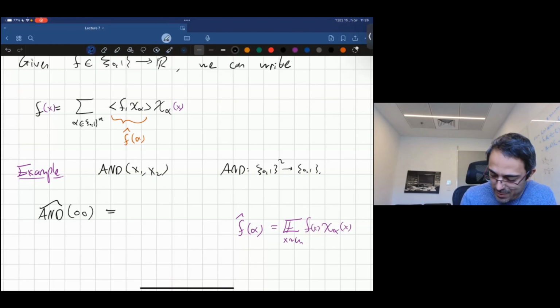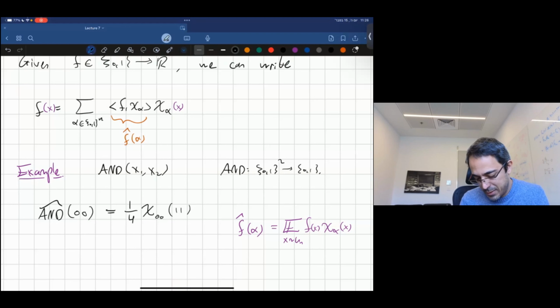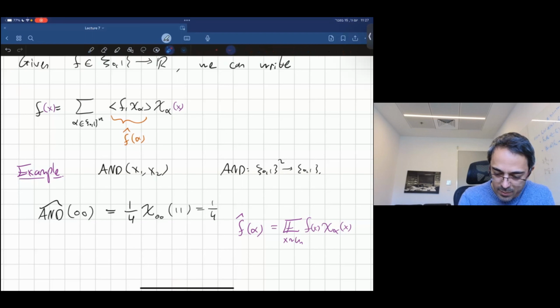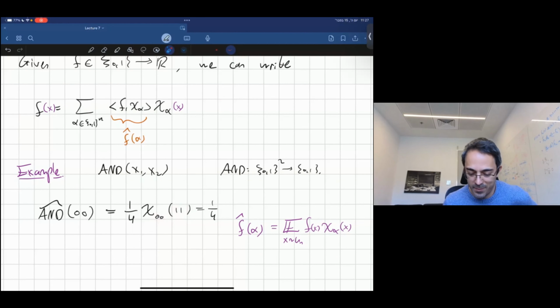So this means that this is 1/4 times chi_{00} of (1,1), which is 1/4. Because chi_{00} is like the inner product between this and that, which is 0. So (-1) to the 0 is 1.